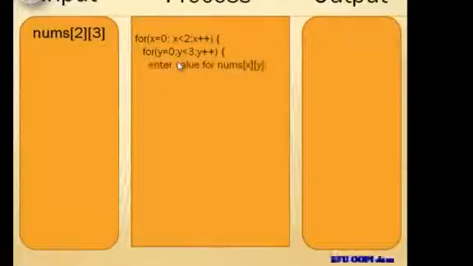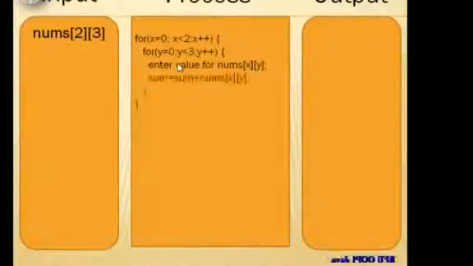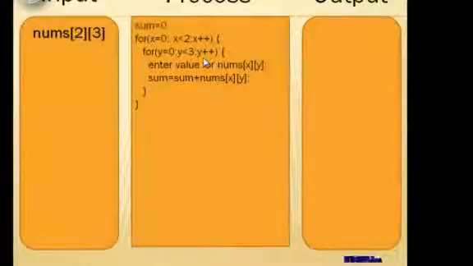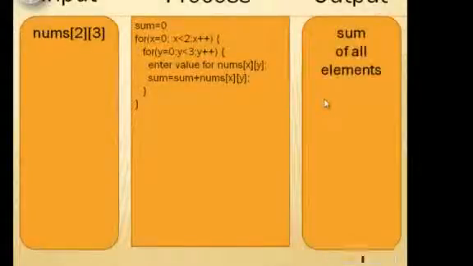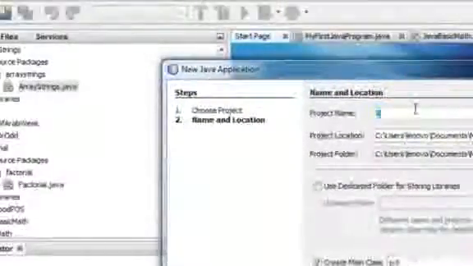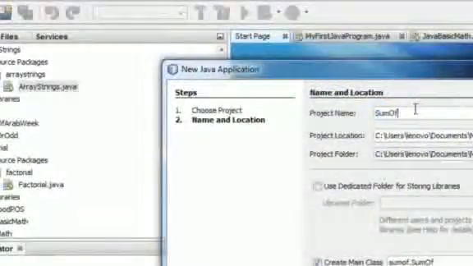The user will enter first the elements of row 0, then row 1. Since we are talking about the sum of all the elements, we can already get the sum as we receive the number inputs from the user. We must not forget to initialize the sum to 0. Finally, our output will be the sum of all the elements. Let's call this project sum of array.